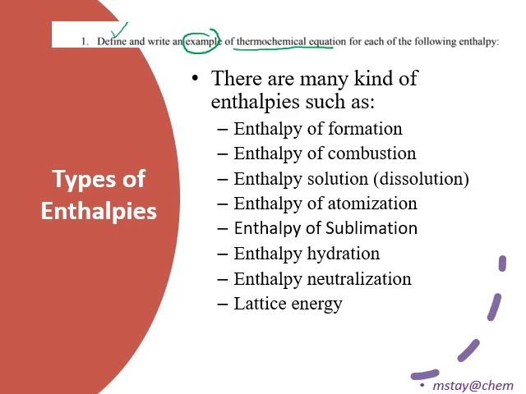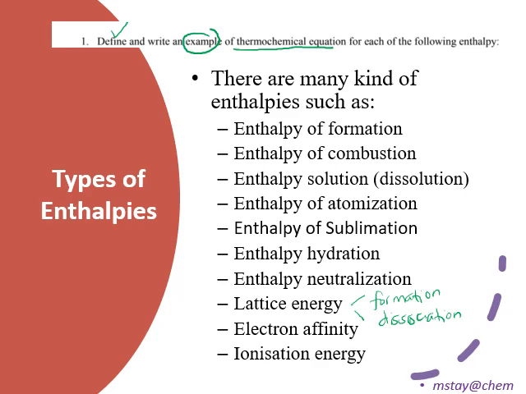And this lattice energy has 2 types. One is formation, and another one is dissociation. Continue with the electron affinity, and lastly is the ionization energy.